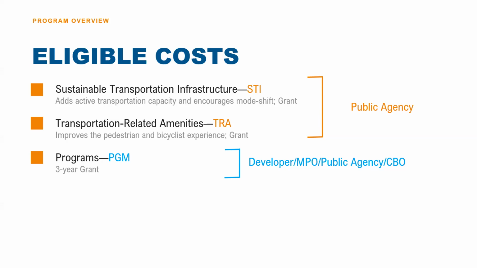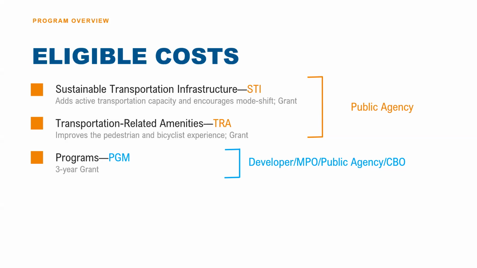Next up, we have TRAs, or transit-related amenities. I always describe these items as ones that enhance the use of the STI items or things that improve the experience for bicyclists, pedestrians, or transit riders. For example, street trees, bus shelters, bicycle parking, street lighting, bus benches. Again, these are usually managed by the public agency partner.